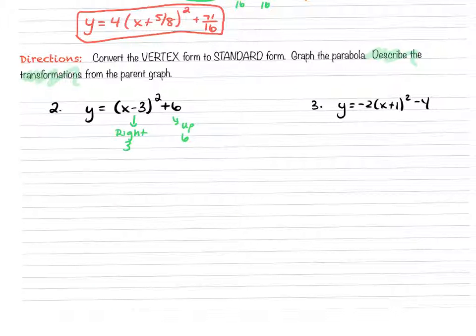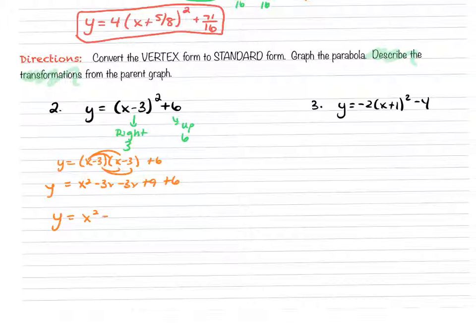So if we're going to convert it to standard form, we always start by expanding the squared term. So we can multiply, so x times x is x squared, minus 3x, plus 9, and then we still have the +6. So after we combine our like terms, x squared minus 6x plus 15. That is our standard form.